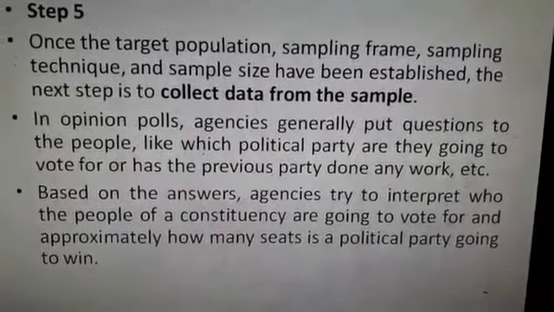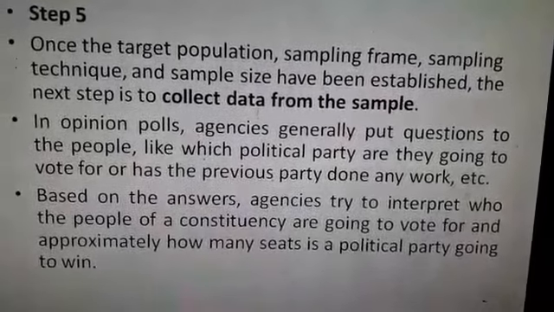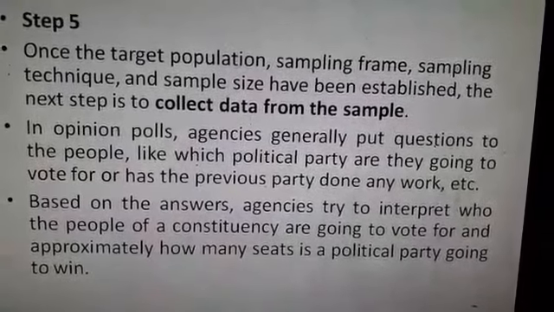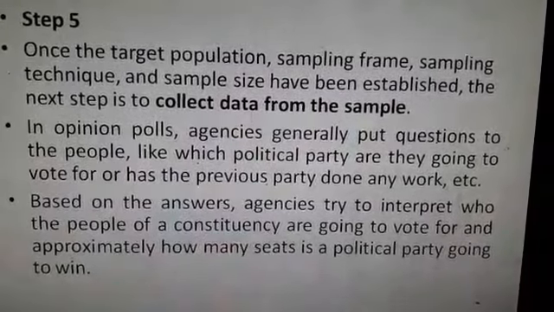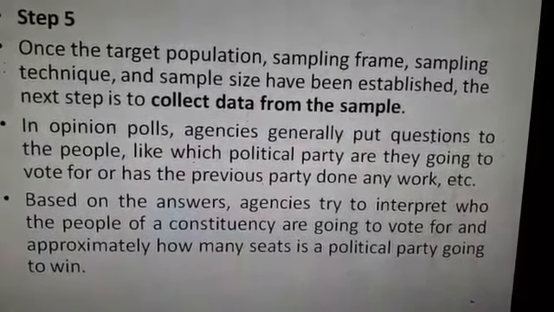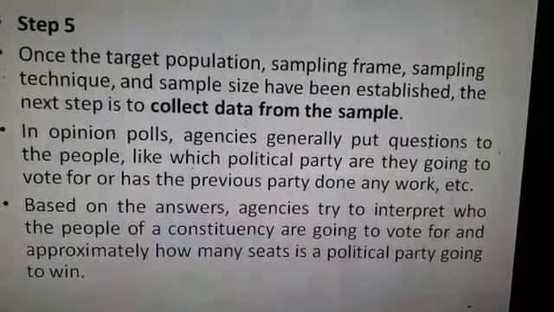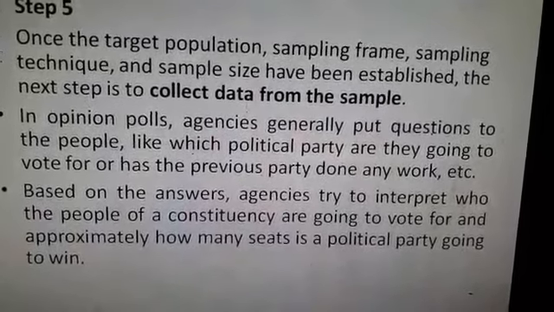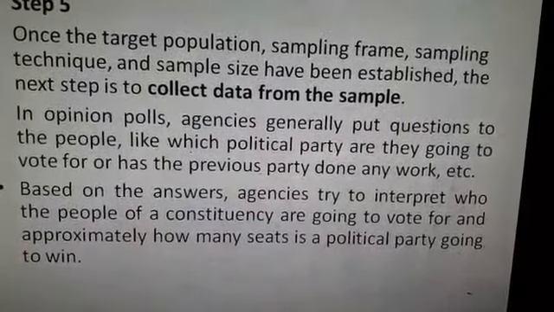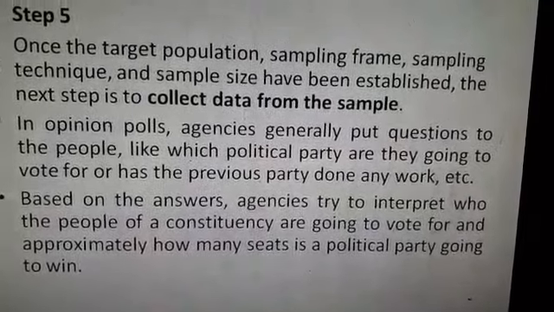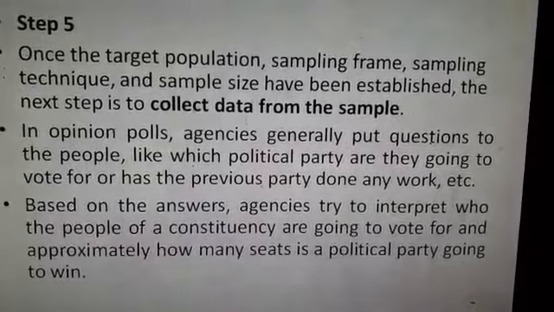And step 5: once the target population, sampling frame, sampling technique and sample size have been established, the next step is to collect the data from the sample. In the opinion poll, the agency generally puts questions to the people, like which political party they are going to vote for, or whether the previous party has done any work. Based on these answers, the agency tries to interpret who the people of a constituency are going to vote for and approximately how many seats a political party is going to win.